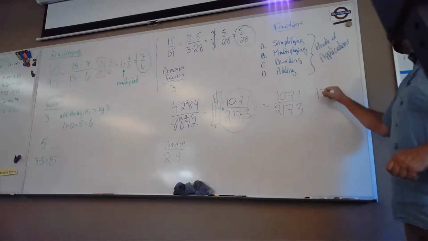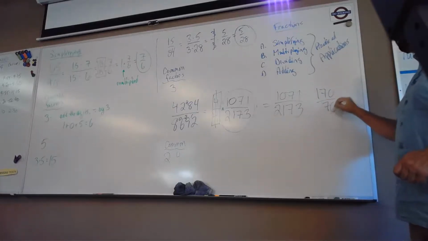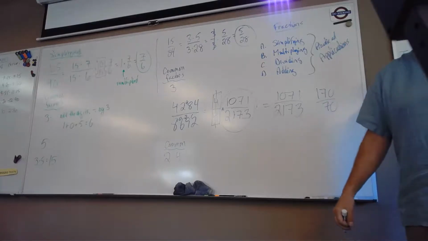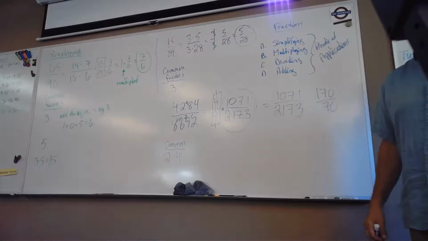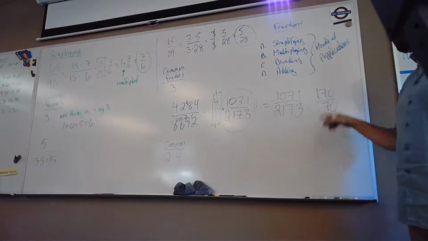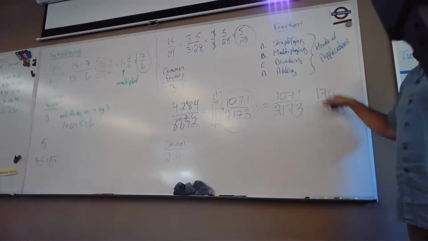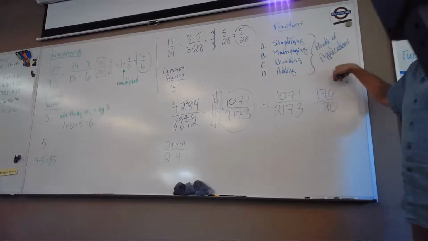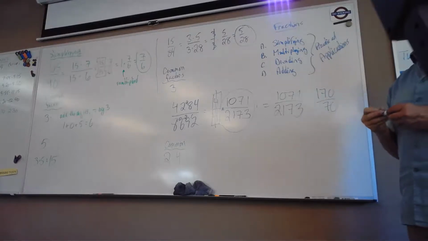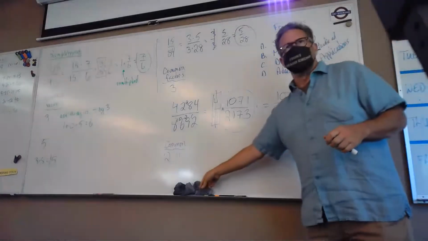Otherwise, 170 divided by 70 would be what? 1? Or 100, depending on how you looked at it. Can't reduce those because we're not multiplying numbers together. It's just these are the places. 100's place, 7 10's place, no 1's place. Agreed? We go to that?